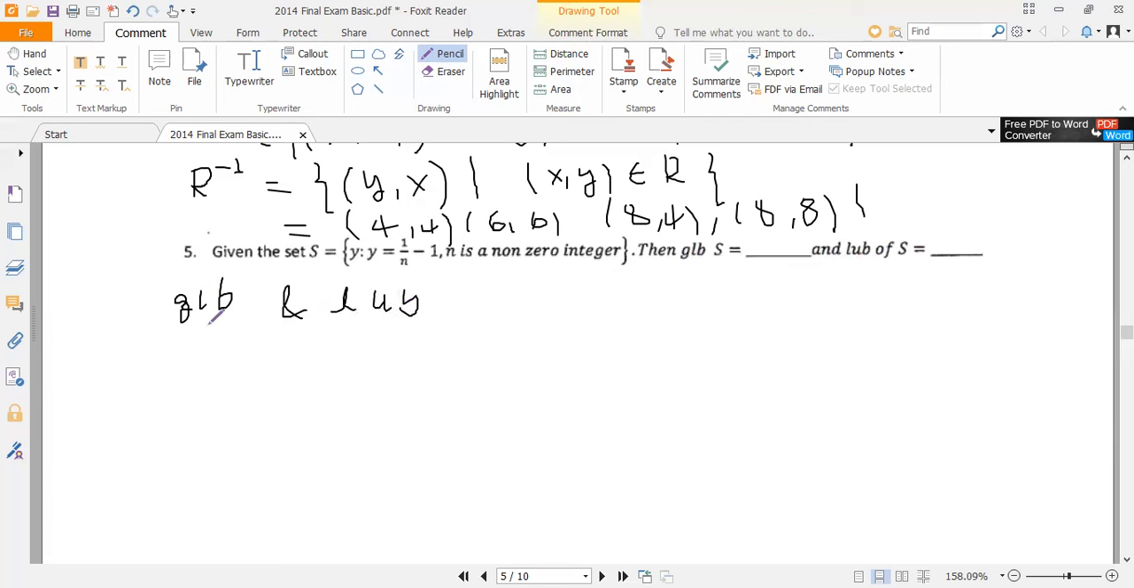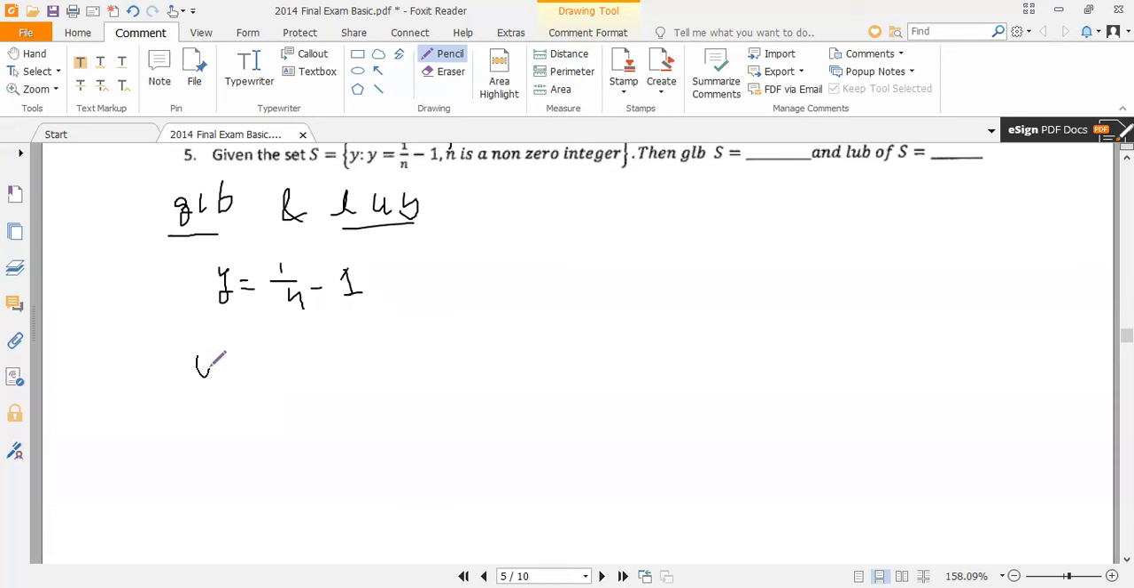The greatest lower bound is the greatest one from the lower bounds. The least upper bound is the minimum, the smallest one, from the set of upper bounds. Now, y which is equal to 1 over n minus 1 is given.